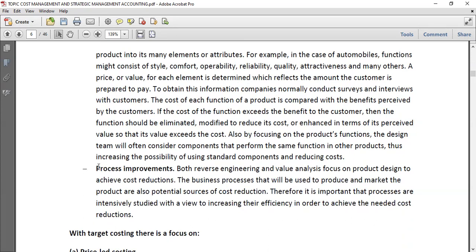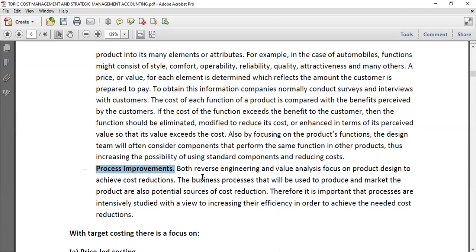One of the other things I want to comment about is process improvement. Like we've seen, when the designers are trying to make sure that we achieve the target costing, we look at three things: reverse engineering, which is also called tear down analysis, then value analysis, and then process improvement. We've understood the other two. Ours is also to understand this.